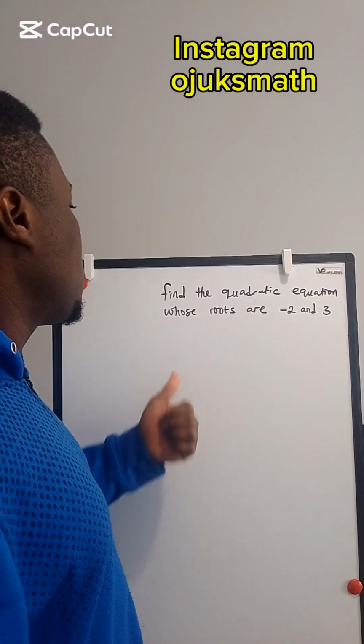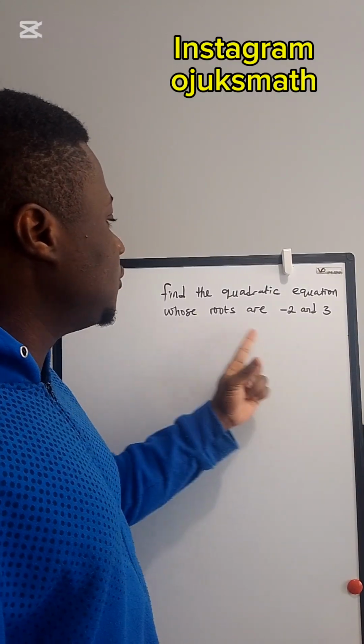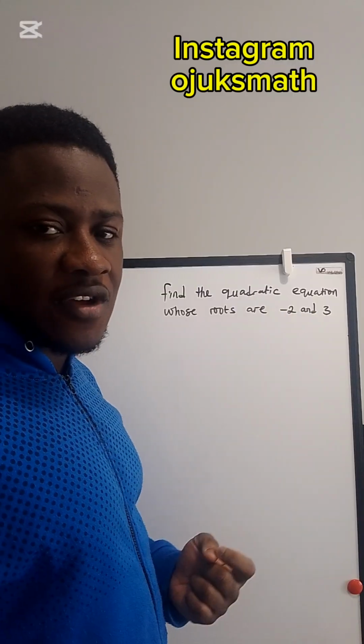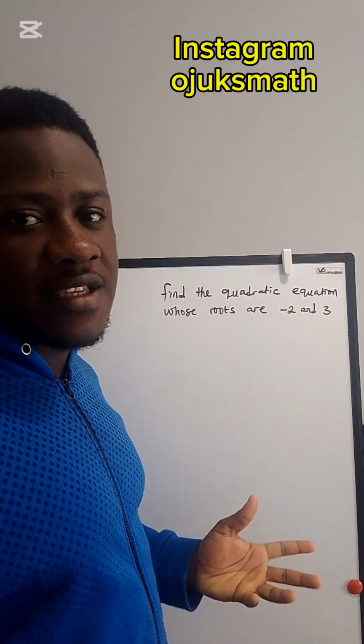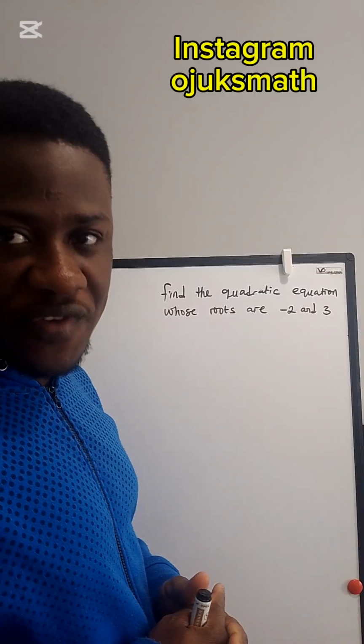A quick one, we are asked to find the quadratic equation that has the roots -2 and 3. Of course, solving this is very easy. I'm going to use two methods to solve this, then you tell me the method you prefer.